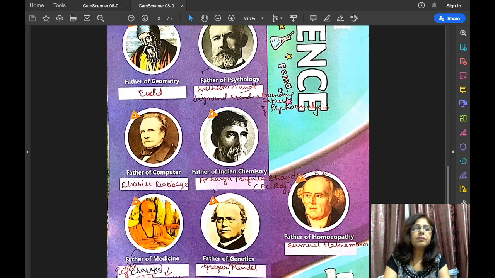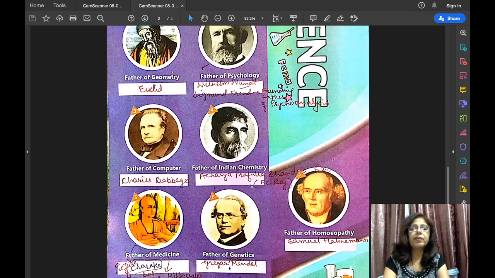Now, who was the father of computer? The name is Charles Babbage. Charles Babbage was the father of computer. Father of Indian chemistry, Acharya Prafulla Chandra Ray, and the short name of Acharya Prafulla Chandra Ray is P.C. Ray. P.C. Ray is the father of Indian chemistry.